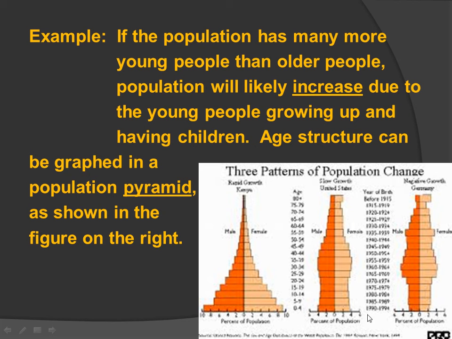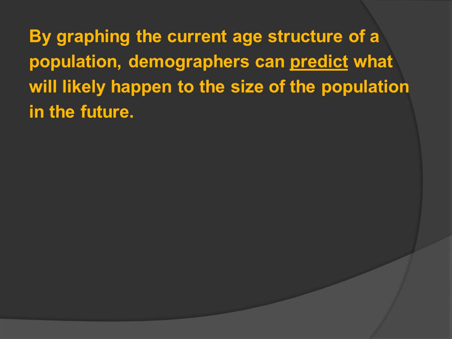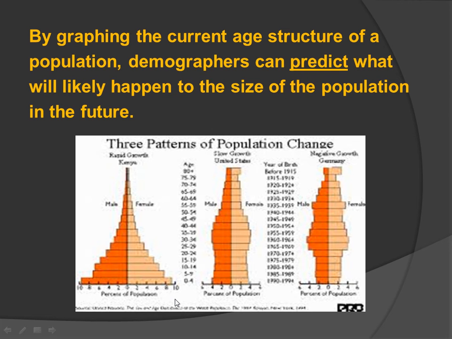So, if you look at this, there are three different shapes these graphs can have. Each of them means something different, but each of them allow scientists to make predictions. So, if a country's age structure population is graphed, then it will be close to one of these three shapes, and each shape means something different as far as what may happen in the future. By graphing the current age structure of a population, demographers can predict what will likely happen to the size of the population in the future. Alright, so let's talk about what each of these mean.